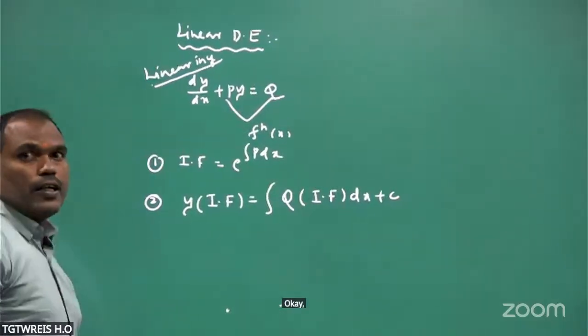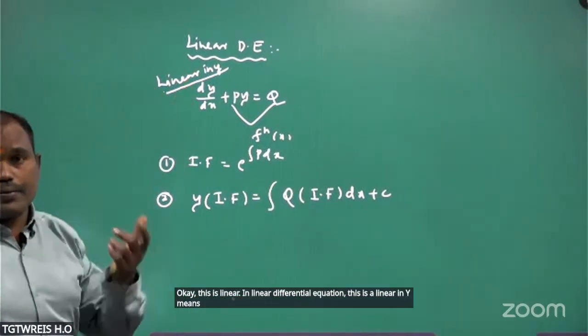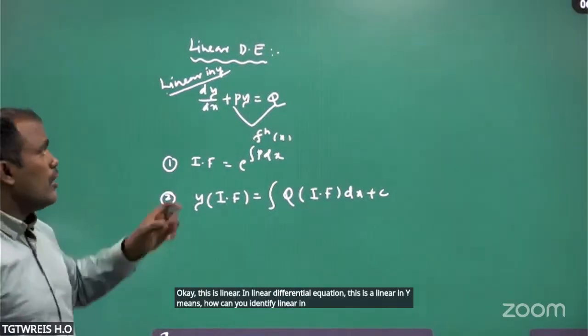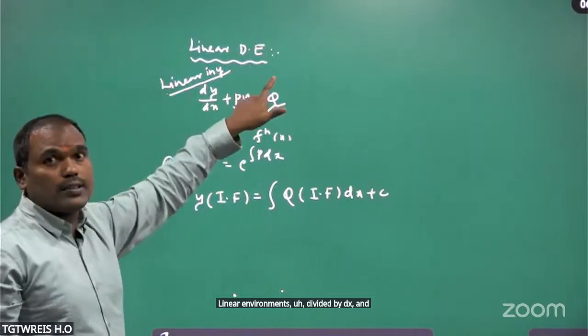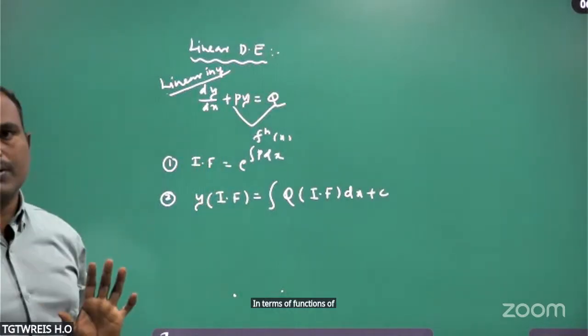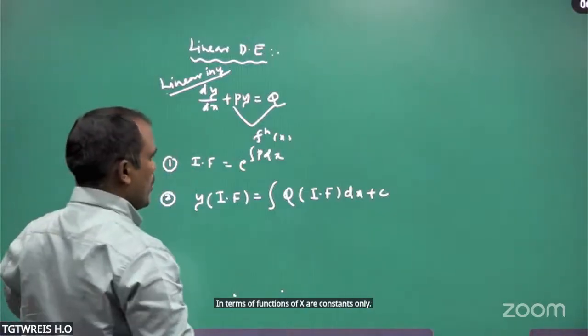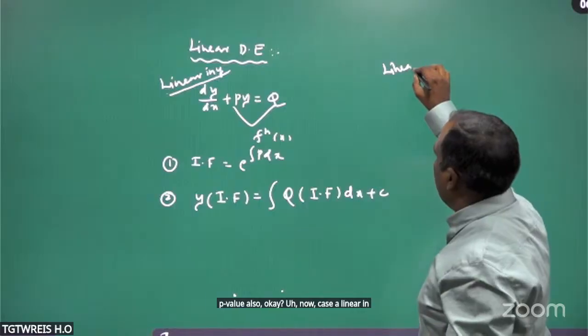Okay, this is linear. In a linear differential equation, how can you identify linear in y or linear in x? Linear in y means there is dy by dx, and at the same time the RHS should be in terms of functions of x or constants only. P also.